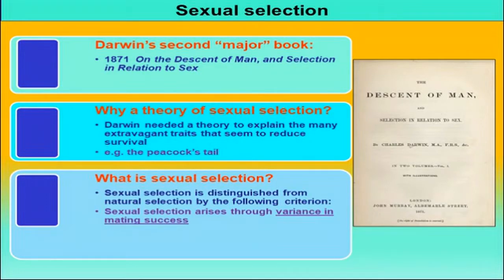Darwin tried to establish that there is a theory, some principles followed behind this kind of characters, and he tried to identify it as sexual selection. What is sexual selection? According to Darwin, it is totally different from natural selection, different in the way that it arises through variance in mating success.